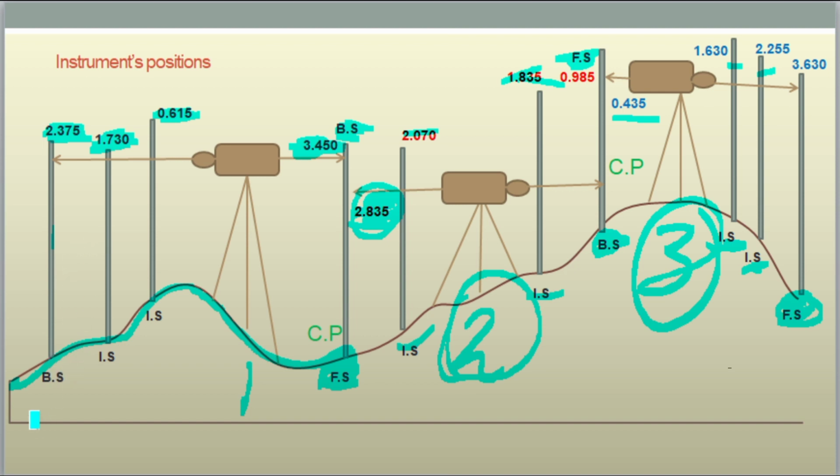So this is a simple illustration, as you can see. The instrument shifted twice. This was position 1, position 2, and the last position 3. So we had two shiftings of the instrument. This is the first position where the instrument was placed.